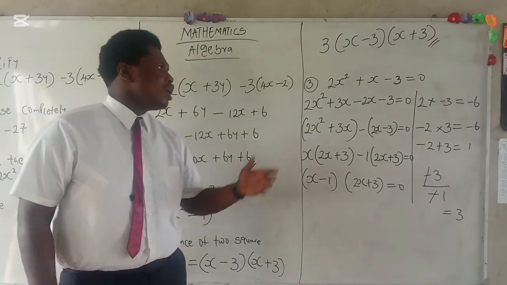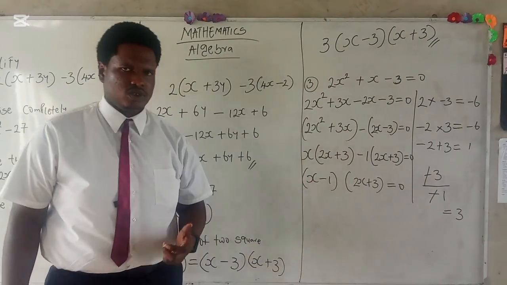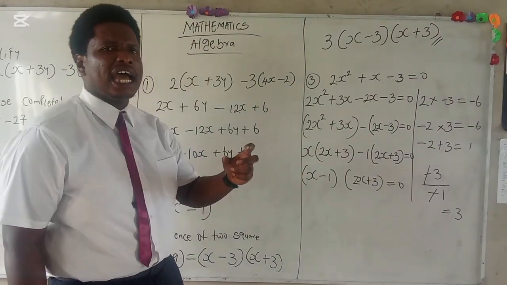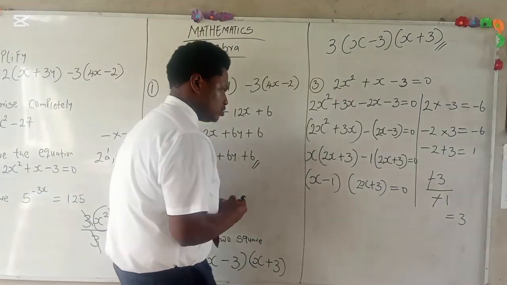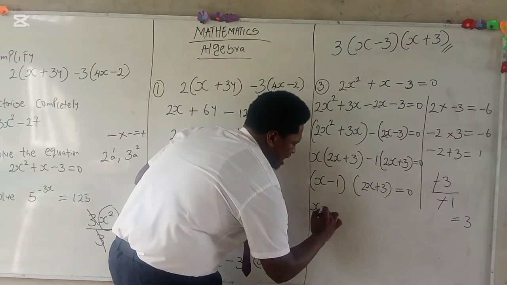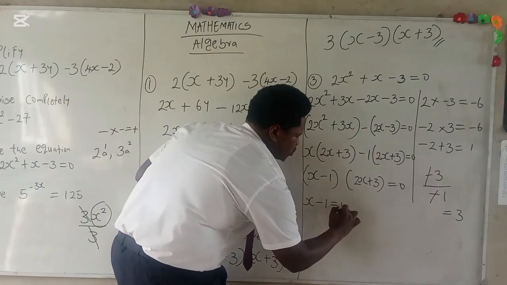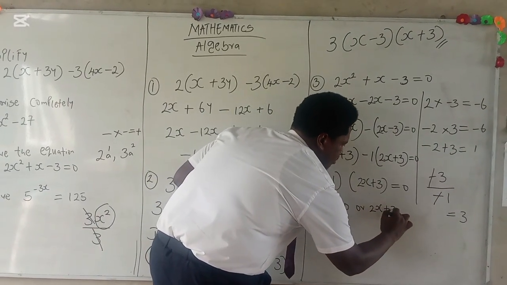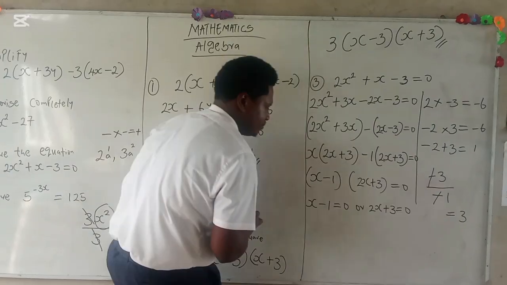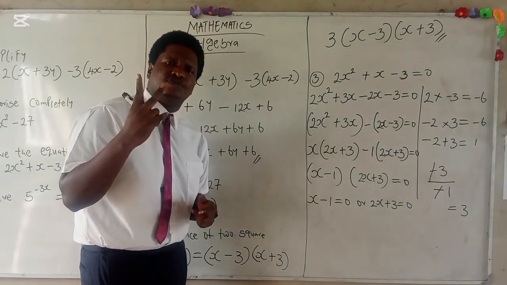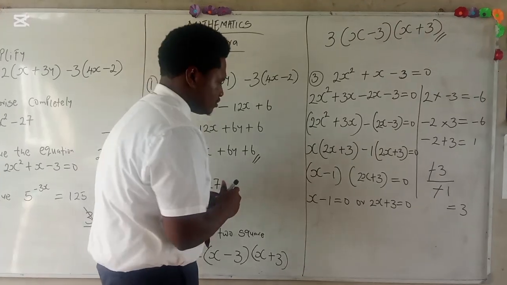Now this question, we are looking for the roots. We are looking for the roots of this particular equation. How do we ascertain the roots? We further simplify that x minus 1 is equal to 0, or 2x plus 3 is equal to 0. Since you are looking for the roots, you are going to be ascertaining two values of x.